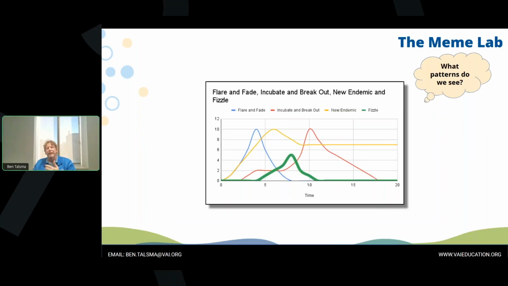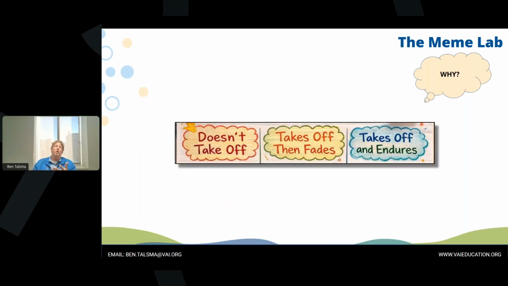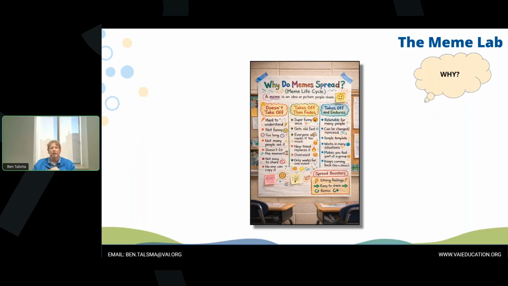Sometimes a trend will start to break out and then not make it, and we can ask our students why. Why do you think this is the case? What causes something to not take off, or take off and fade, or take off and endure? You can have students think about the characteristics which might help one trend to take off or not.